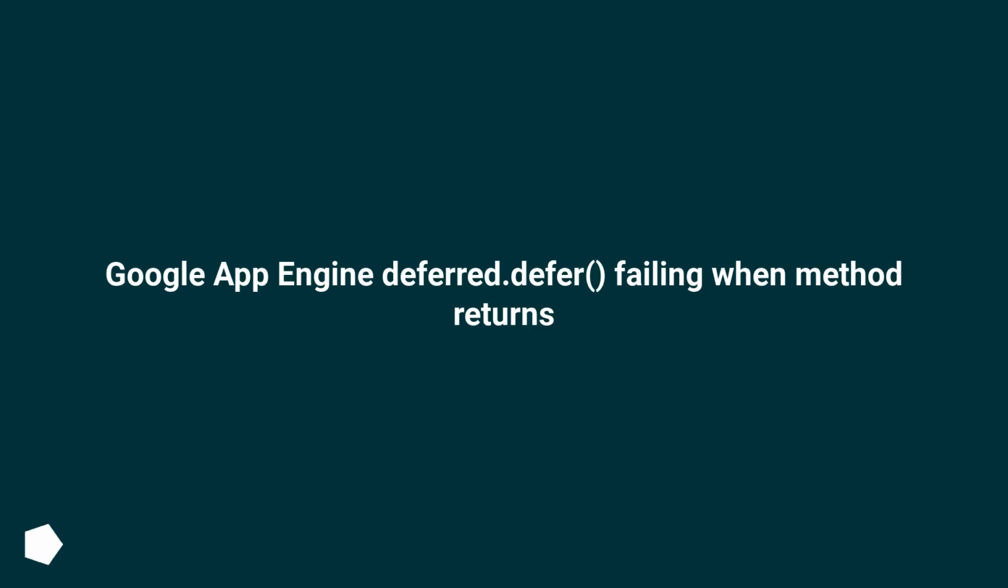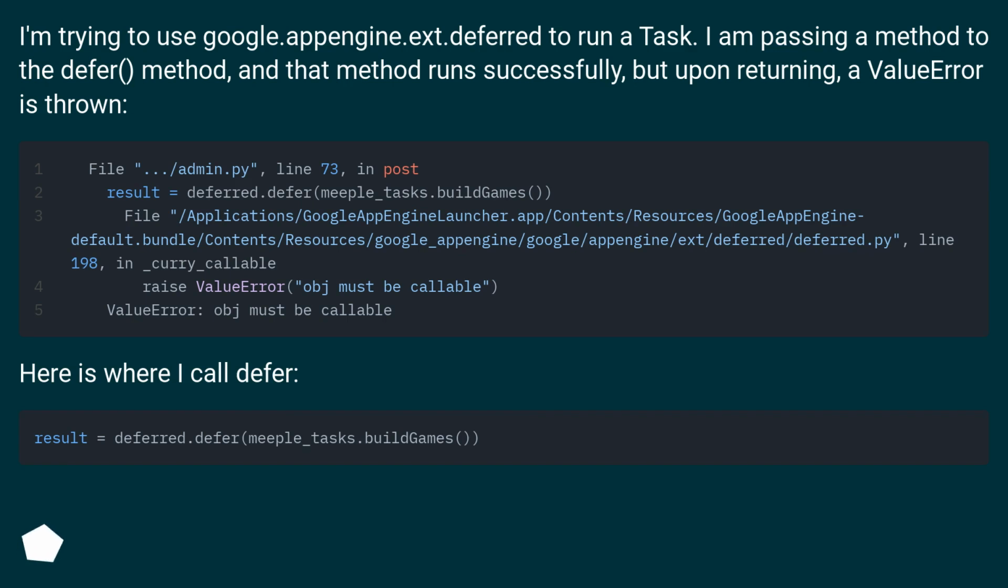Google App Engine deferred.defer failing when method returns. I'm trying to use google.appengine.extension.deferred to run a task. I am passing a method to the defer method, and that method runs successfully, but upon returning, a value error is thrown.